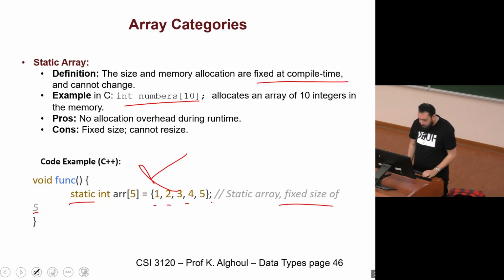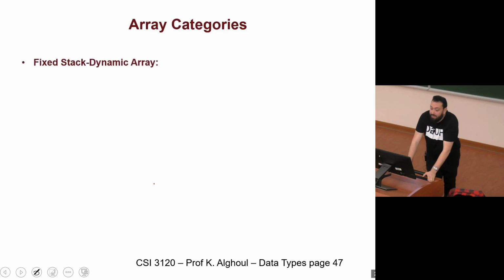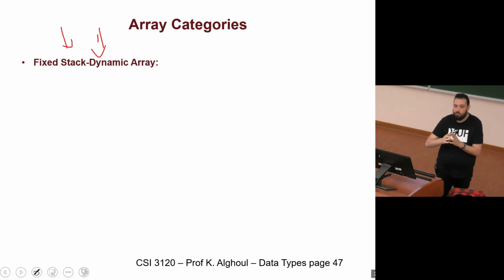So this is the static array. It's straightforward: it's fixed. Now, there's something called a fixed stack dynamic array. Here we start talking about dynamic arrays, which can be changed. But because it is in a stack, it can only be changed or allocated inside the scope or in a function. That's going to be the difference.